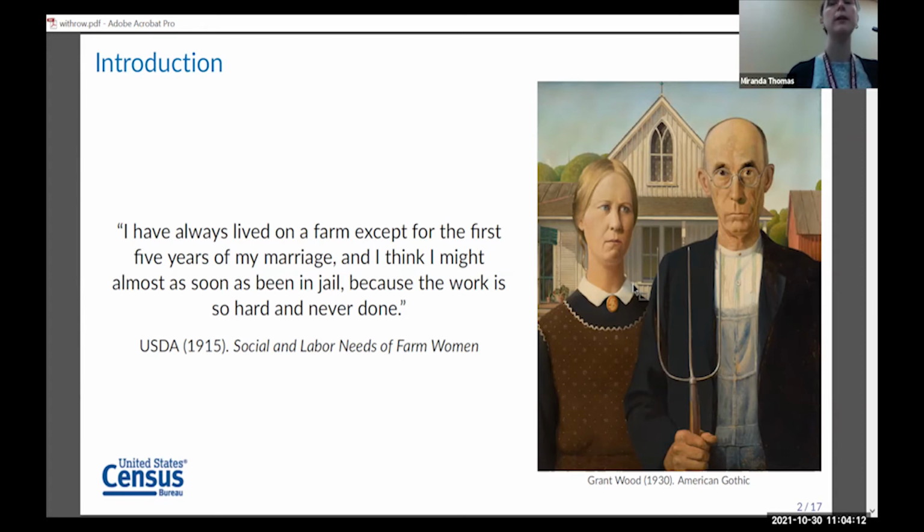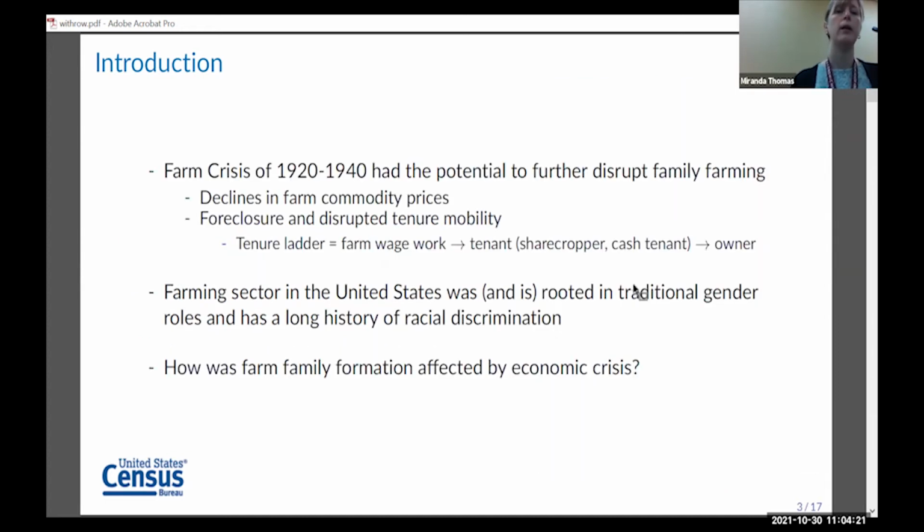This paper was inspired in large part by accounts like these received by the USDA during the early 20th century, as they were very concerned about how women were doing on the farms, their exodus from farming, and the future of the farm family. So when the farm crisis of the 1920s and 1930s arrived, defined by steep drops in farm commodity prices, rising foreclosure rates, and disrupted farm tenure mobility, meaning the ability for a farm worker to rise from farm wage worker to tenant to owner, it had the potential to further disrupt family farming. The farming sector in the United States was and is rooted in traditional gender roles and has a long history of racial discrimination. So it is in that context that this paper asks, how was farm family formation affected by an economic crisis?